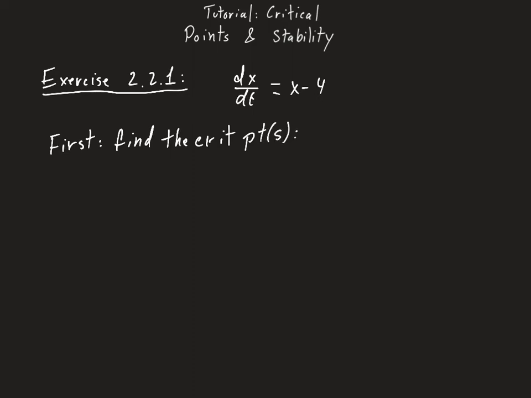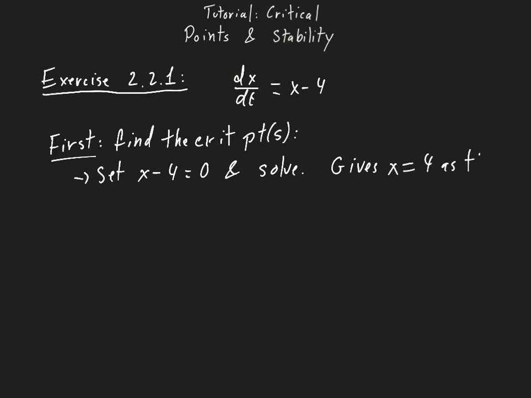Or critical points. So this is very simple. We set x minus 4 equal to 0 and solve. And this, of course, gives x equals 4 as the only critical point.